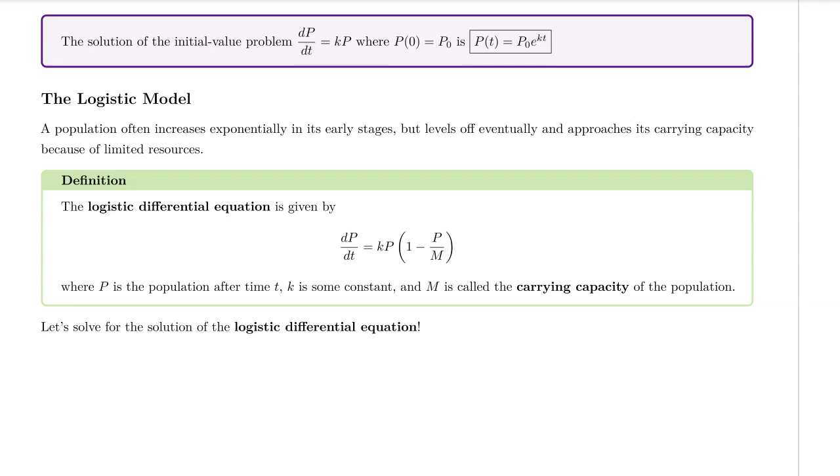Let's talk about the logistic model. A population often increases exponentially in its early stages, but levels off eventually and approaches its carrying capacity because of limited resources. So the logistic differential equation is given by dP/dt equals k times P times the quantity 1 minus the fraction P over M, where P is the population after time t, k is some constant, and M is called the carrying capacity of the population.